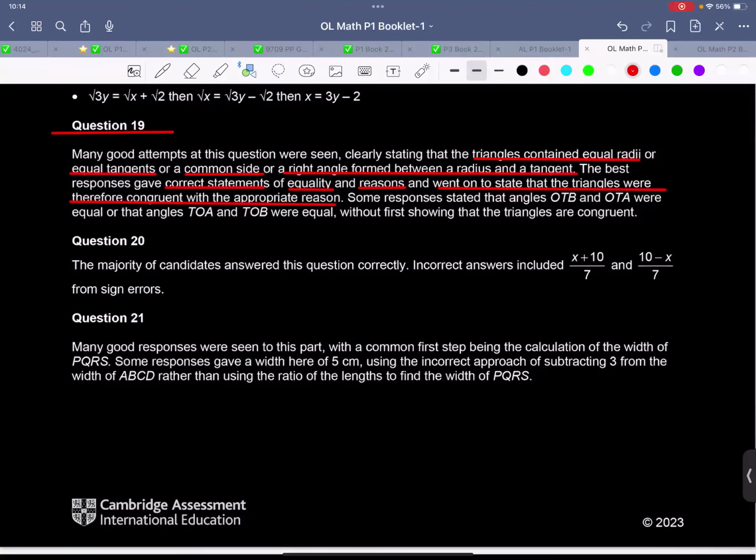Some responses stated that the angles OTB and OTA were equal, and the angles were equal without first showing that the triangles are congruent. So don't overdo it.